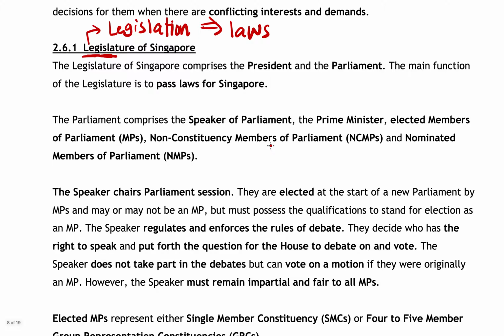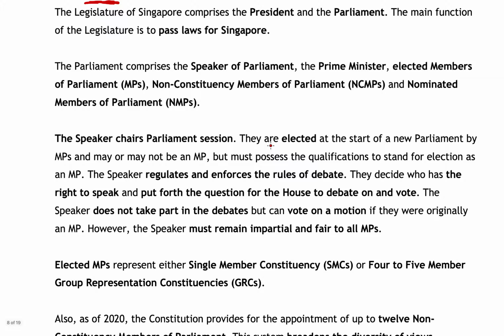So Parliament in Singapore comprises the Speaker of Parliament, the Prime Minister, elected MPs, NCMPs, and NMPs. The Speaker, currently Mr. Tan Chuan Jin, is elected at the start of the new Parliament by MPs. The Speaker is usually an MP in Singapore. They regulate and enforce the rules of debate. If you watch excerpts of these parliament sittings, they are the person who says, "Your time has elapsed, please stop talking," or who calls on people to speak.